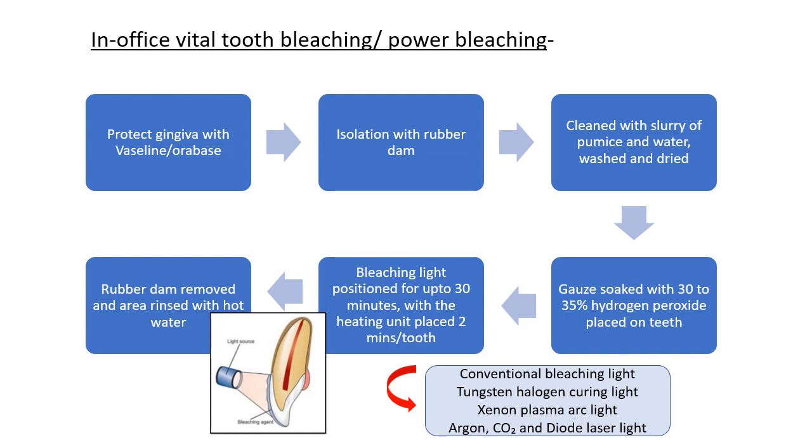Rubber dam should be removed and the area should be rinsed with hot water. The conventional bleaching light can be used, tungsten halogen curing light can be used, xenon plasma arc light can also be used, argon, CO2 and diode laser light can also be used to enhance the effectivity of tooth bleaching.